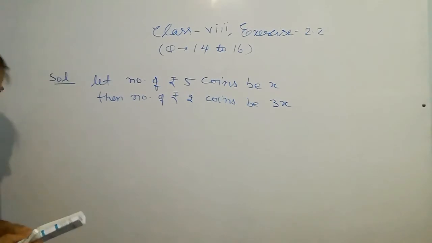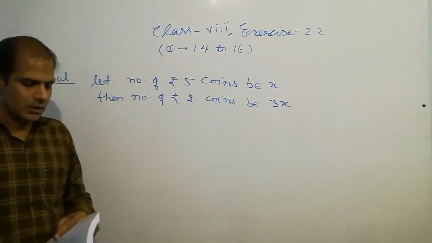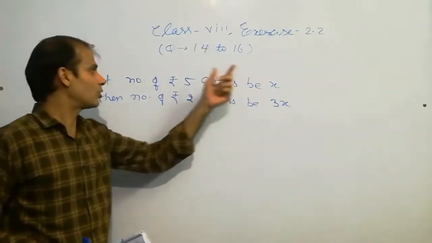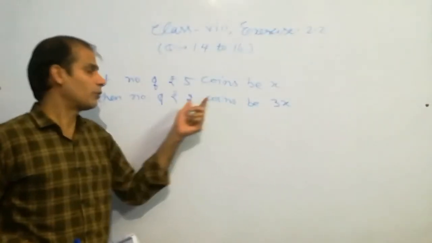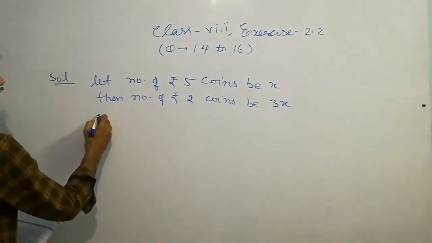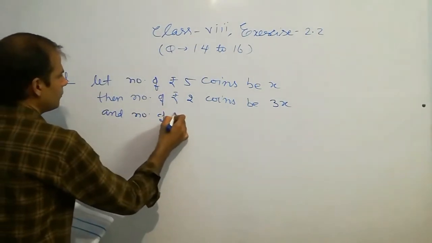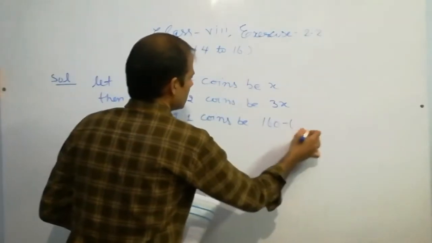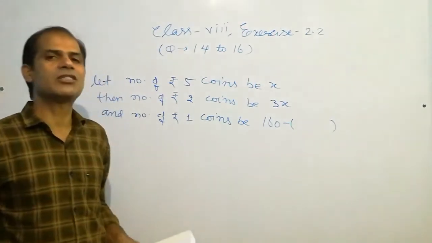Okay, then how many notes are there of denomination 1? According to the question, we assume that there are x notes of rupees 5, and then 3x coins of rupees 2. But how many coins are there of rupees 1? So we have to write the number of rupees 1 coins be 160 minus. Why have I written 160? Because there are total 160 coins.